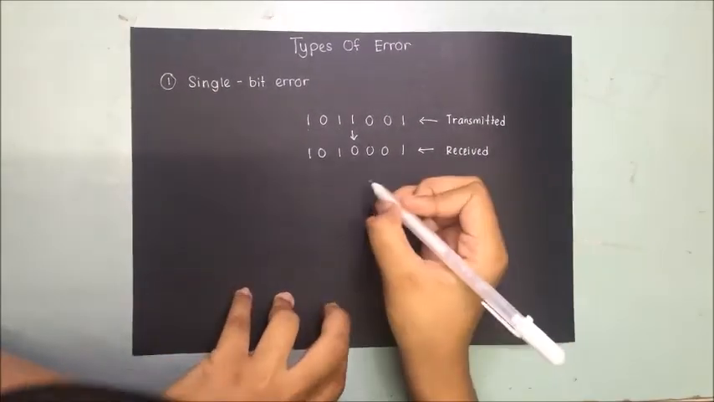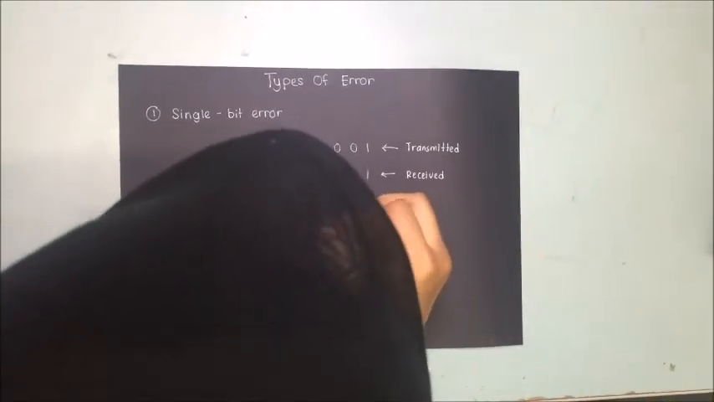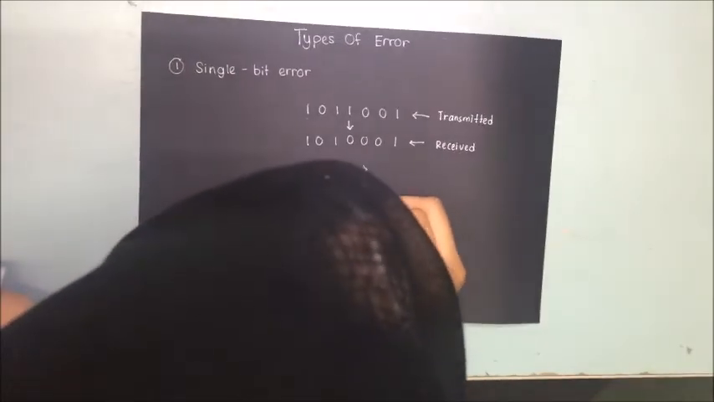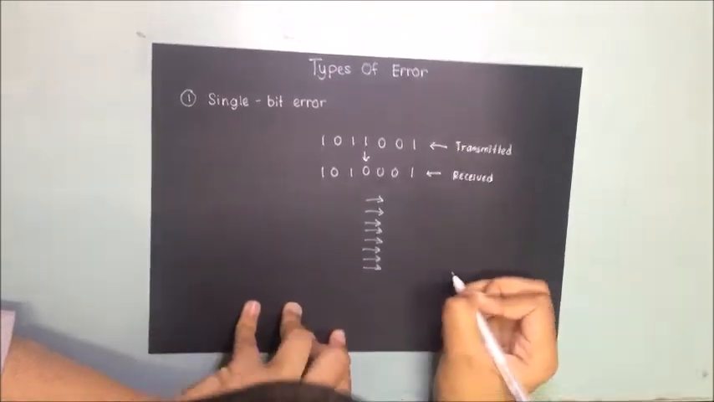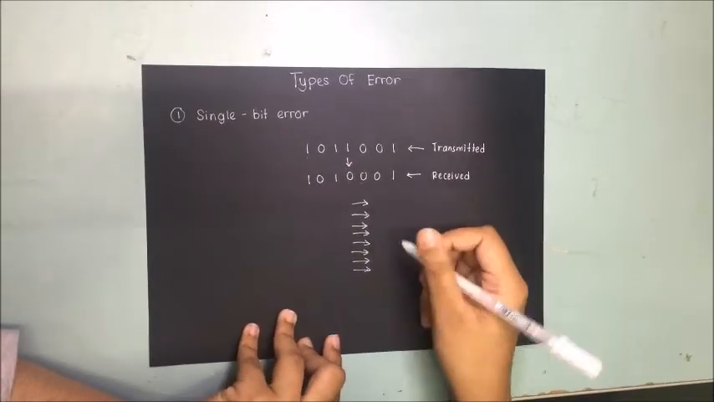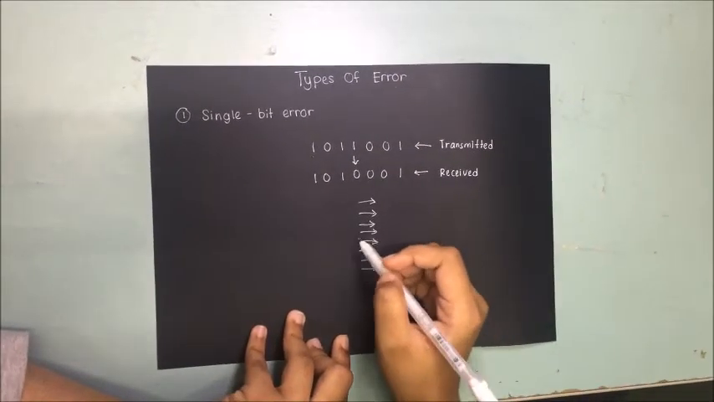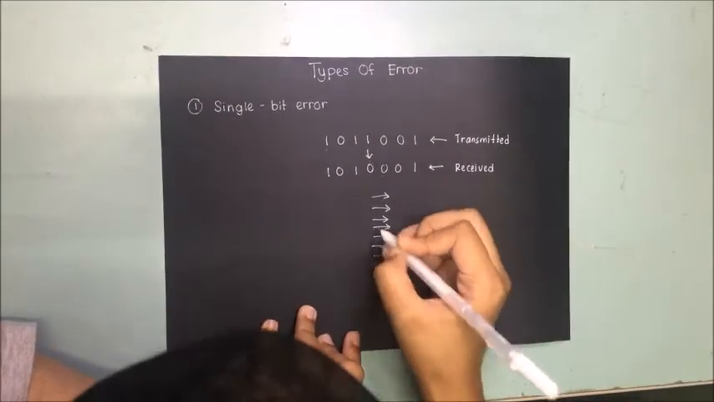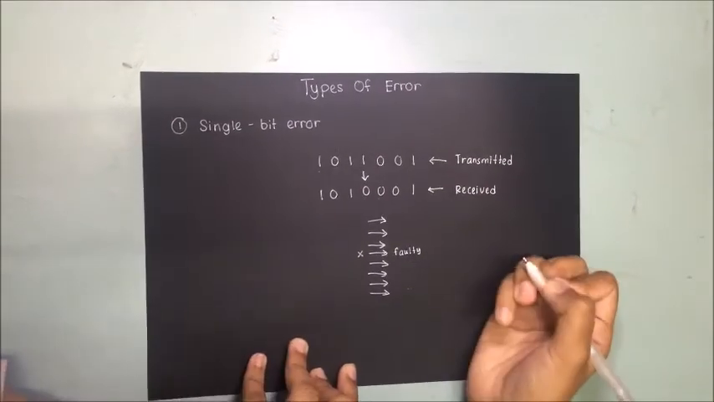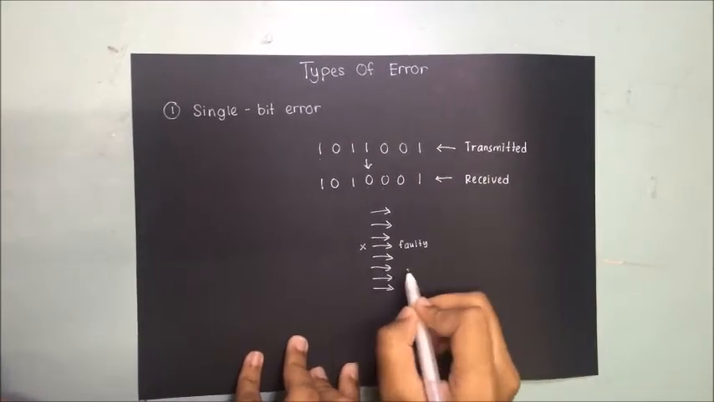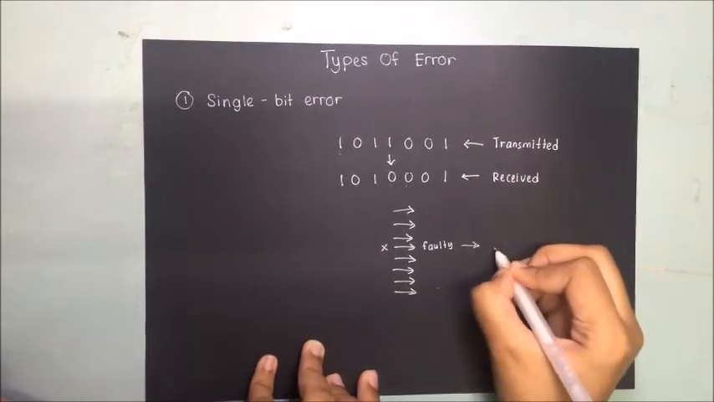Another example, suppose you are sending 8 bits simultaneously using 8 lines. Whenever you are sending 8 bits, one of the lines may be faulty. So I will choose this line to be faulty. Whenever a particular line is faulty, obviously the signal coming through this line will be in error.